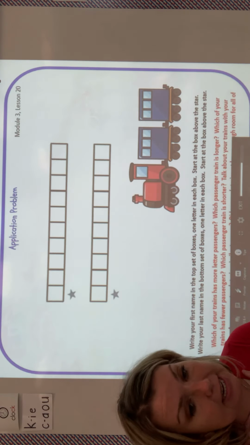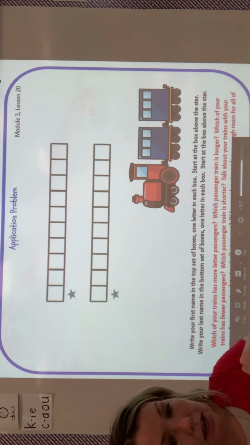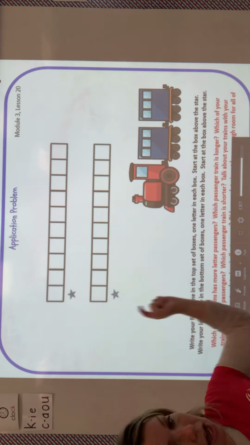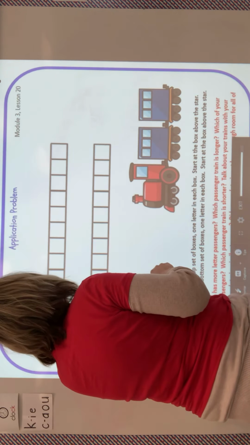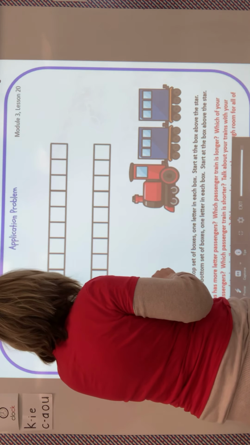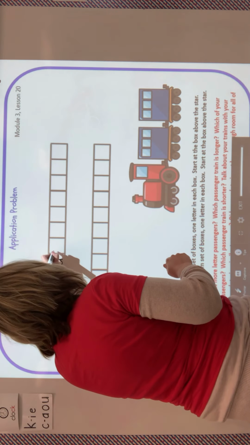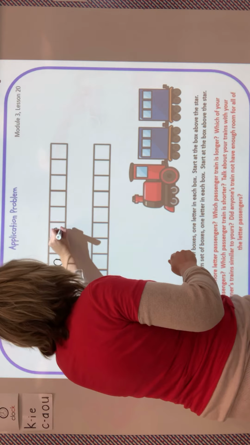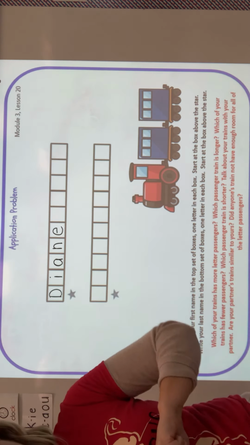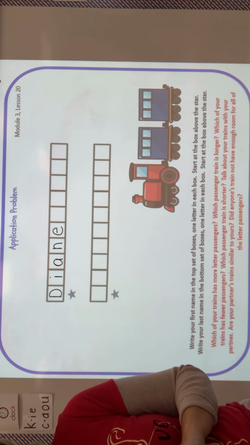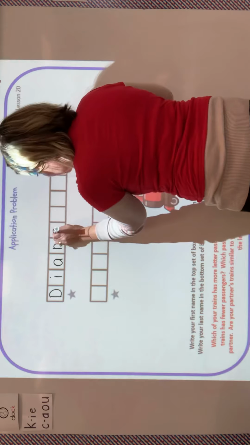So my first name is Diane, and I'm gonna write that on the top row. Watch me. I'm gonna put one letter in each box. You do it too. Put one letter in each box. I need to connect my E.